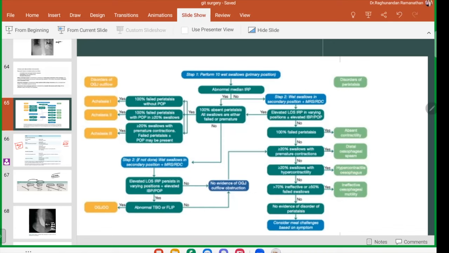Second thing what you are going to see, if at all 100% peristalsis is not there or it cannot be done, okay, you go to check for any evidence of obstruction or not.